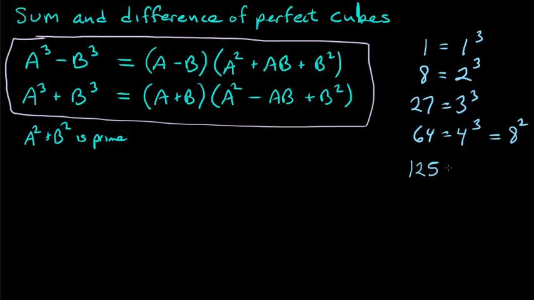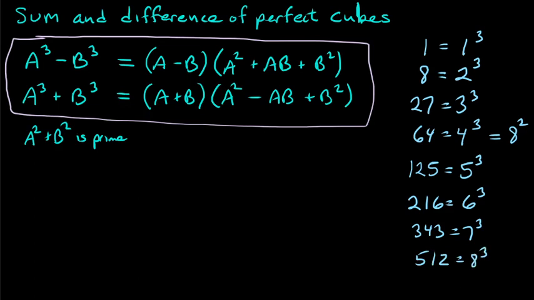The next one is 125, which is 5 cubed. And then 216 is 6 cubed. And then 343 is 7 cubed, and so on. 512 is 8 cubed, and I think we'll leave it at that. You can always check by taking the cube root of these. If I take the cube root of 512, you get 8. So if you take the cube root of a number and you get a decimal, you know it's not a perfect cube.